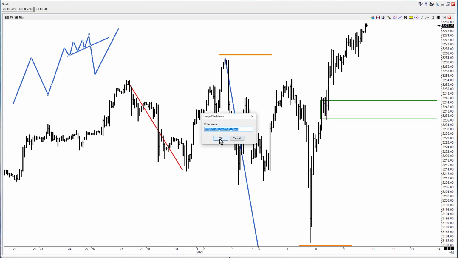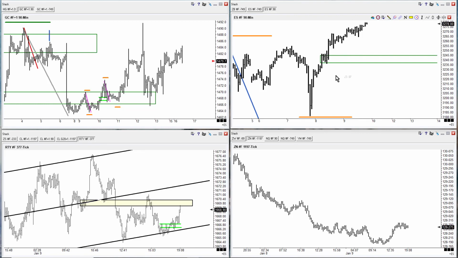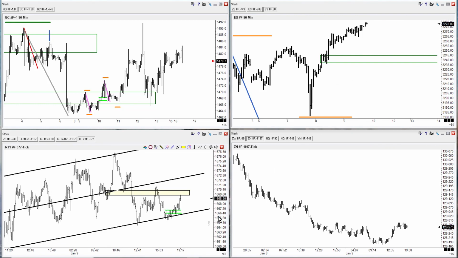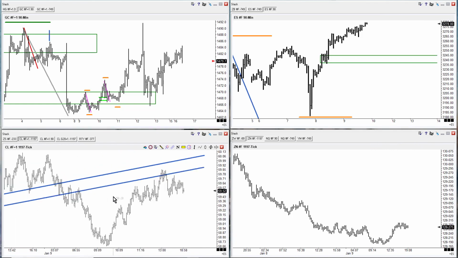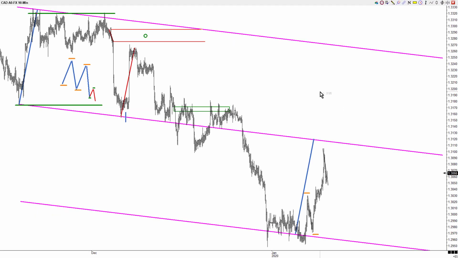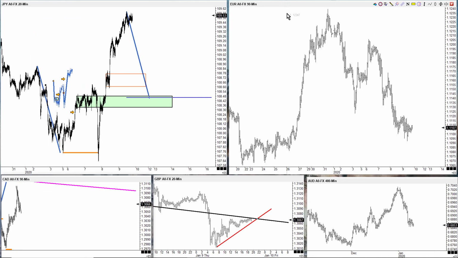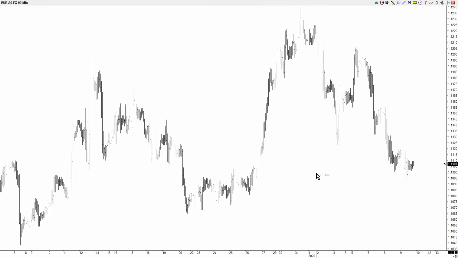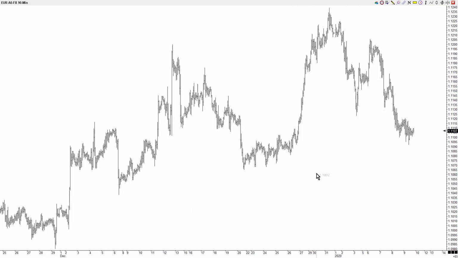Alright, so we'll leave that market there, and let's go tackle our next market, the euro. Let's see how other markets are doing. So let's go tackle our euro now, and we're going to use a 90-minute euro. Alright, looks funky, right?